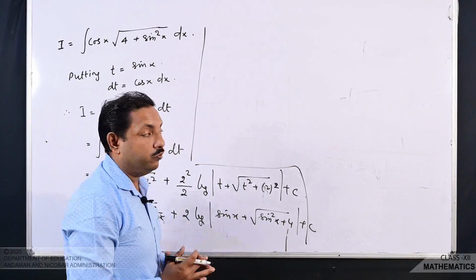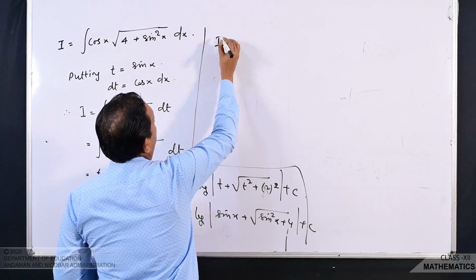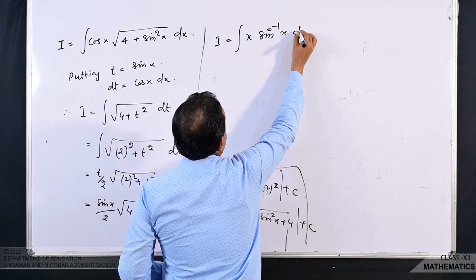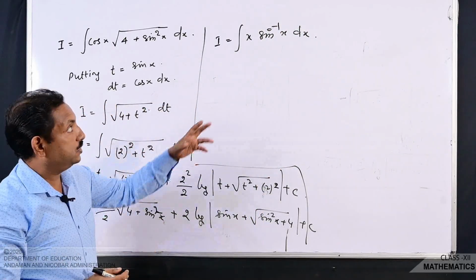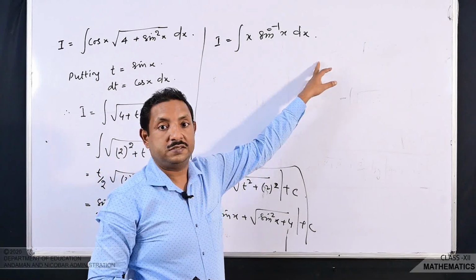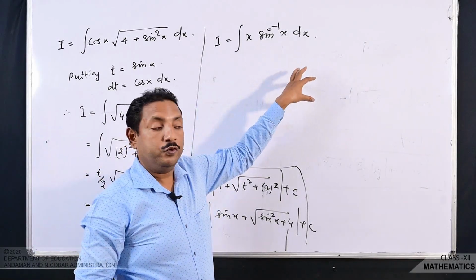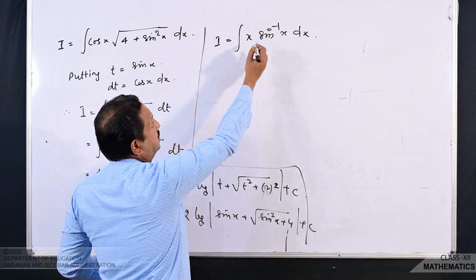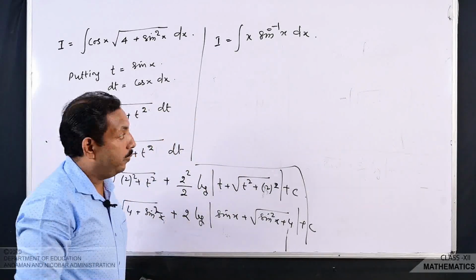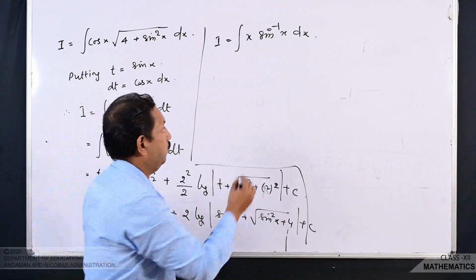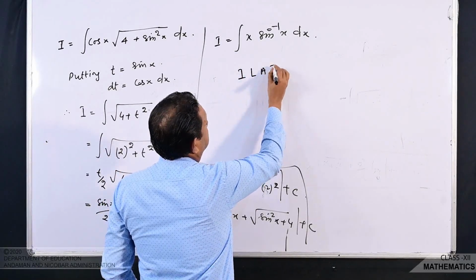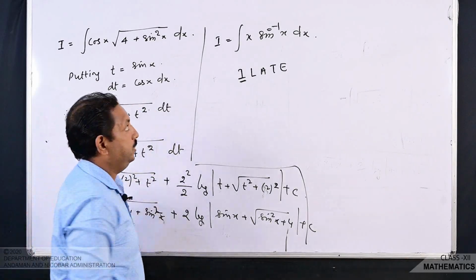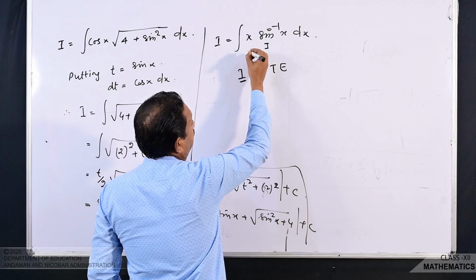Some more problems I give you. Suppose your integration is of the form x sin inverse of x dx, the integration of x sin inverse of x dx. In such problems, we need these special forms. Okay. Here once again you can use the ILATE form. So the inverse function you can take as the first function, and here x will be your second function.